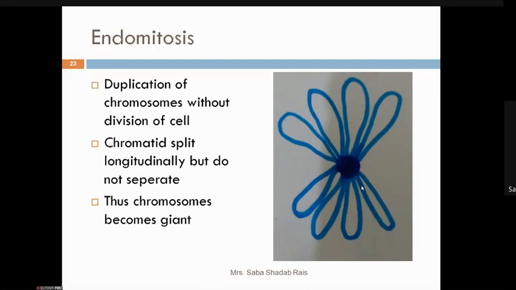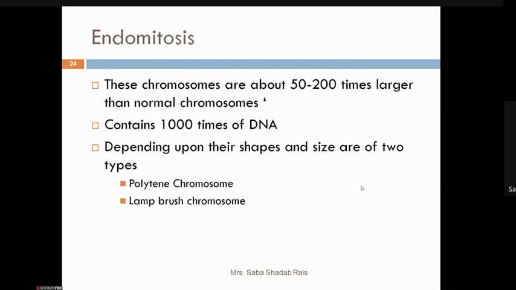And now we will talk a little bit about its structure. As I told you, these are very big, this becomes giant. Now see, instead of two copies, two chromatids, they are making so many, so definitely they are larger. I have shown only a few chromatids here. They form 5 arms, 6 arms also. Generally these chromosomes are 50 to 200 times larger than the normal chromosome. So it's a big number, 50 to 200 times.